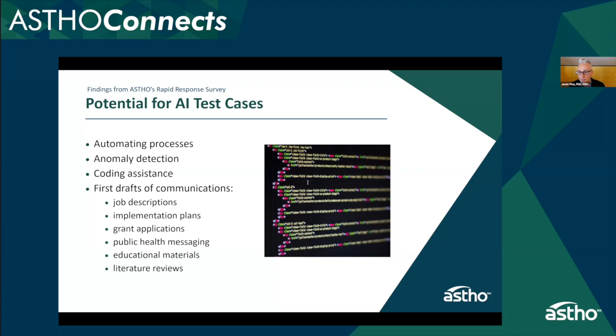Respondents also noted that they believe there's a lot of potential to use AI for first draft communications of many different things. And some of these we heard earlier, but I'll mention some additional ones. So we mentioned job descriptions, implementation plans, grant applications, messages to the public about public health, educational materials, and generating first passes of literature reviews. So these are all things that public health practitioners do often, and AI has the potential to provide them with a starting point with material and structure so that they don't have to start from blank pages every time.